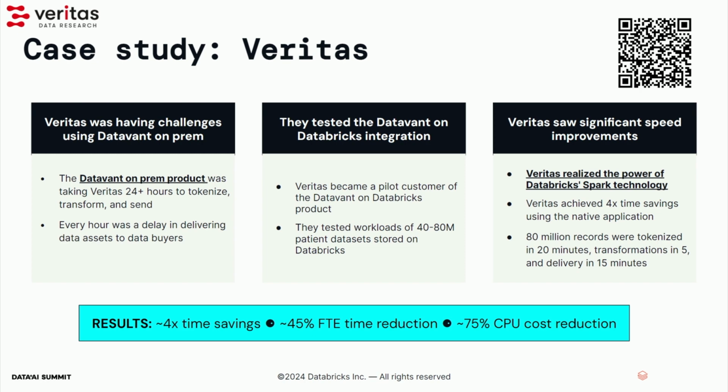They were running our desktop application. Their setup was, let's say, not optimal. It was taking them 24 hours to get the PII, get it tokenized, and get it ready to send to their customers via a transform process. Obviously, every single hour of that delay was incredibly painful for them.